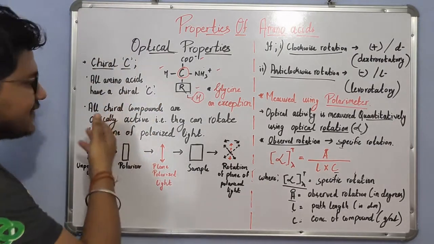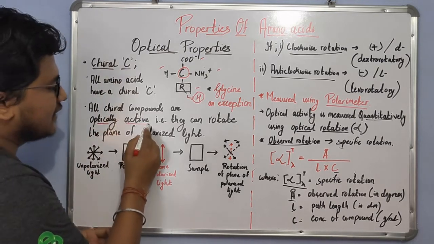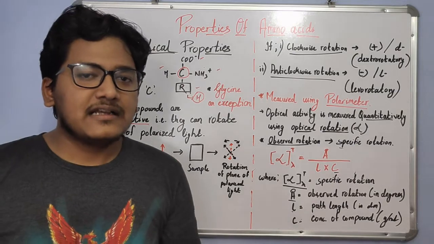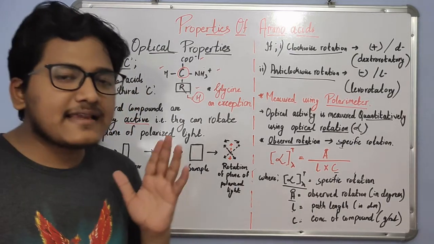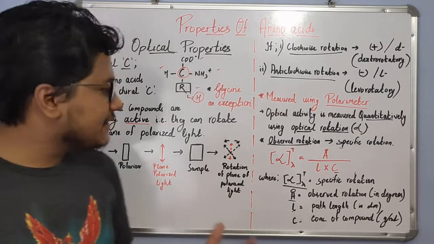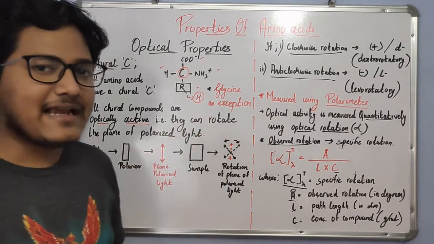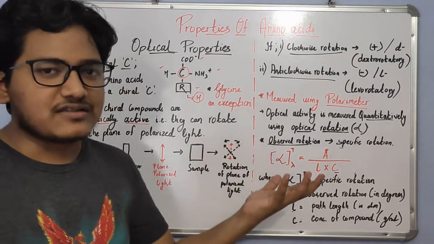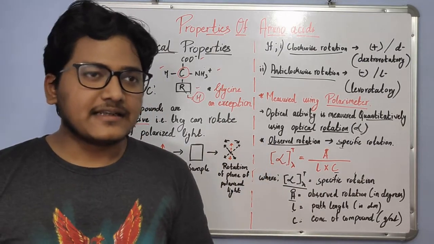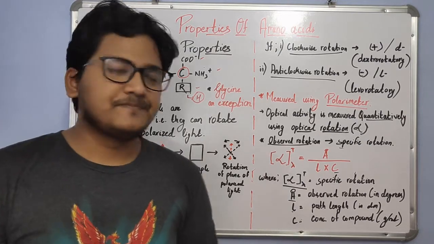Now, as I already mentioned, all the chiral compounds are optically active. That is, they can rotate the plane of a polarized light. If a plane polarized light is passed through an optically active or a chiral compound, then the compound can rotate the plane of the polarized light in either one direction, that is either in clockwise direction or in anti-clockwise direction. We can consider clockwise to be right and anti-clockwise to be left direction.